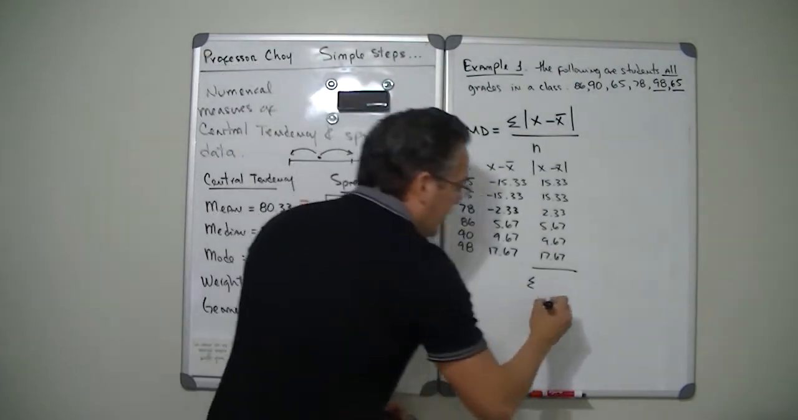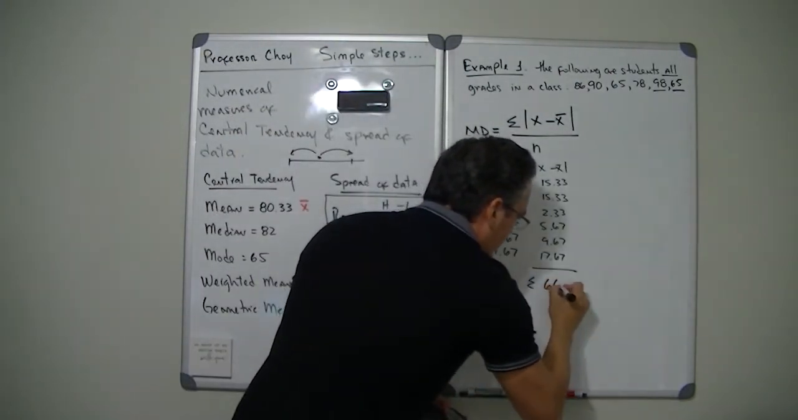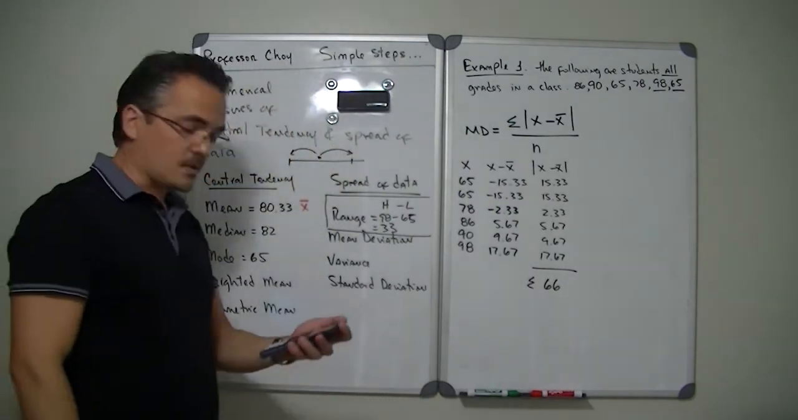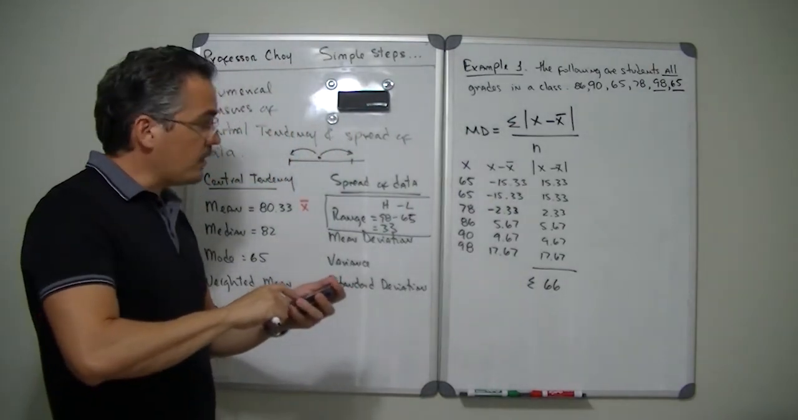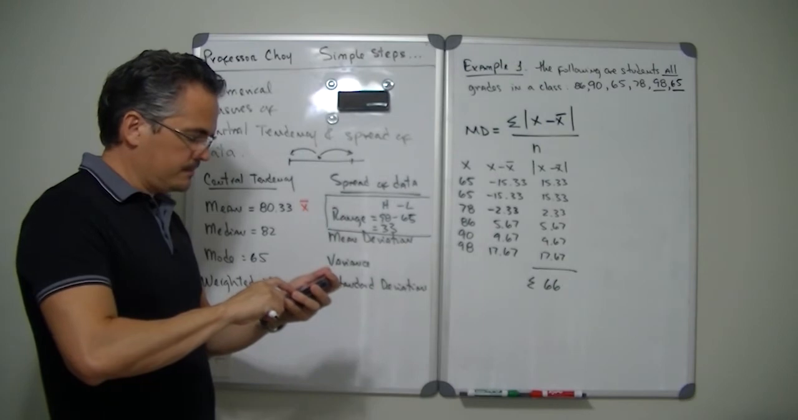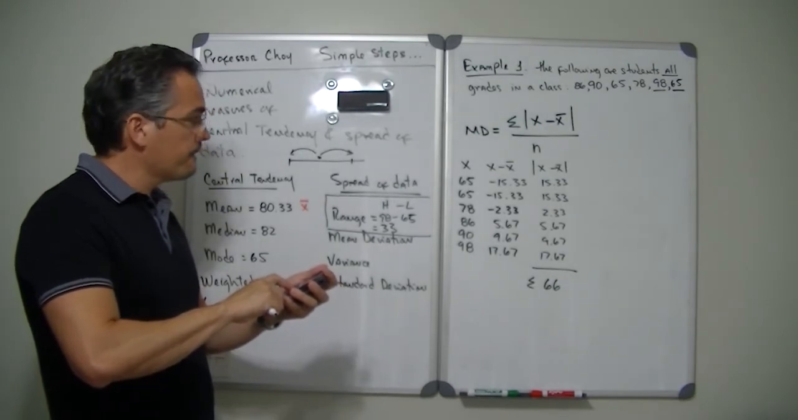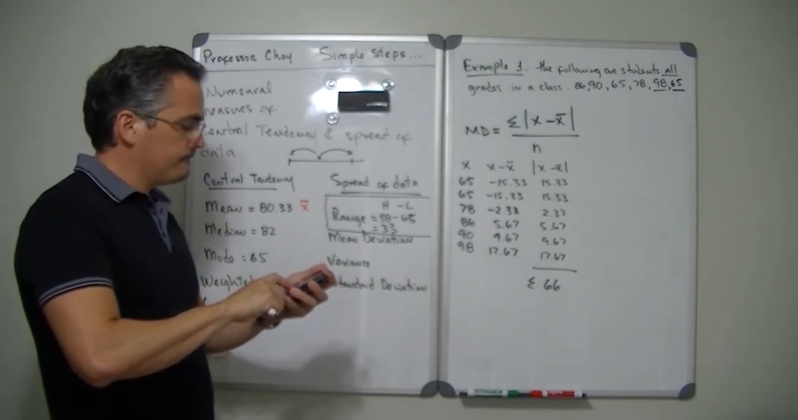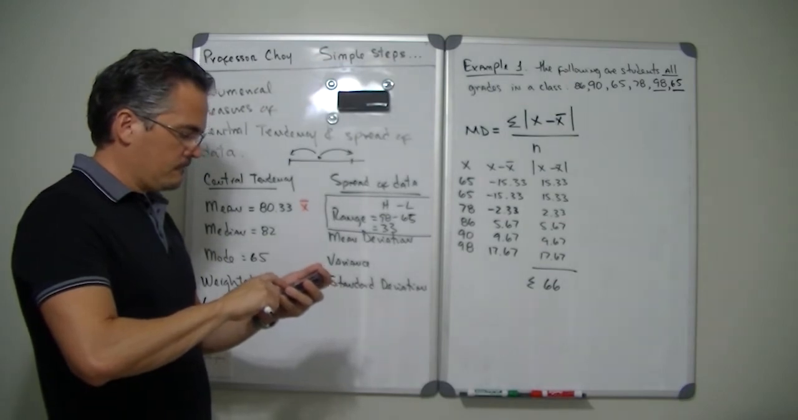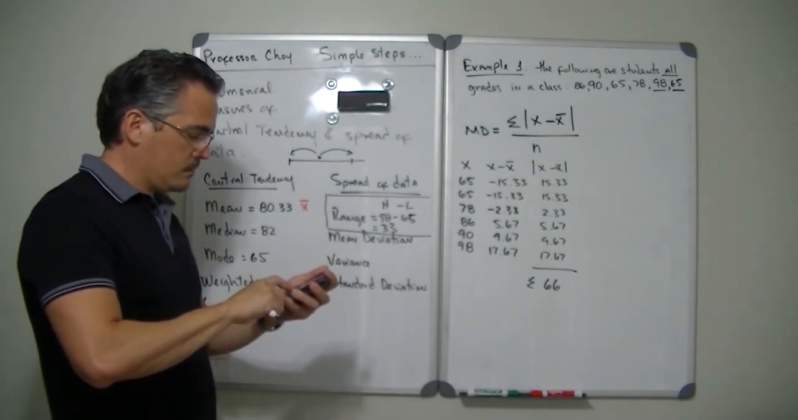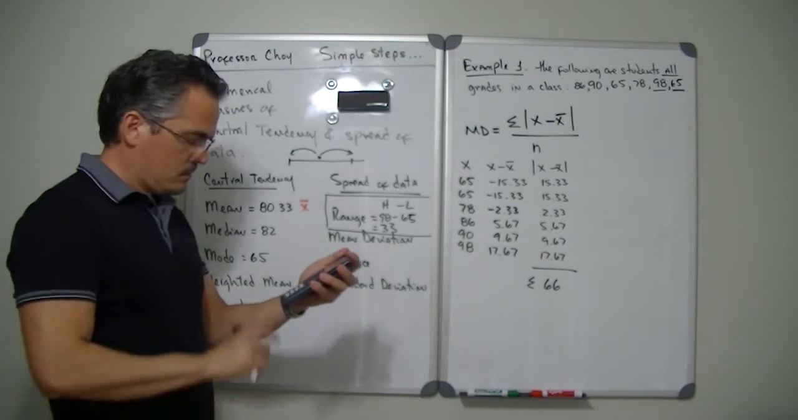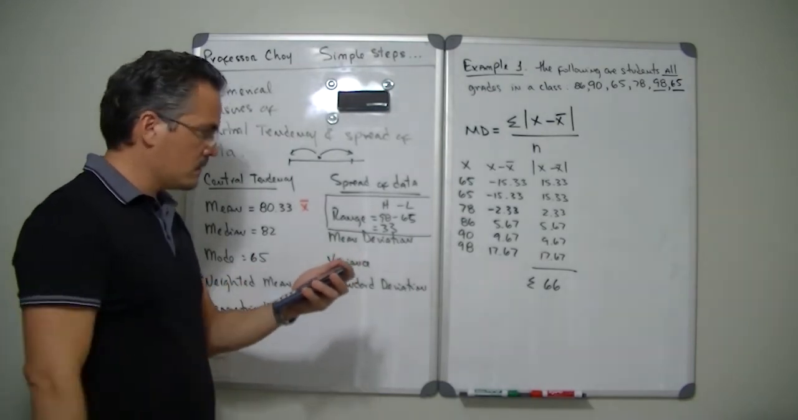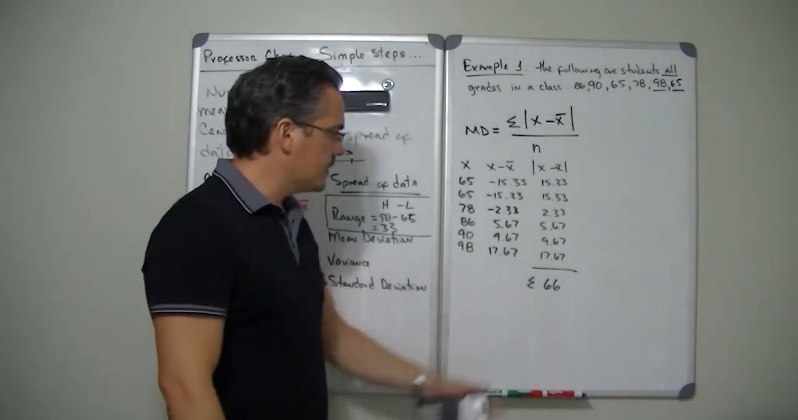Alright, I got 66. By the way, let me double check. Alright, 66. There you go.